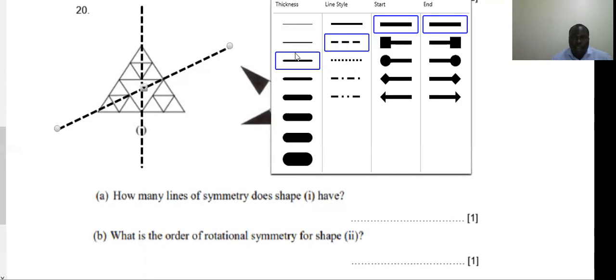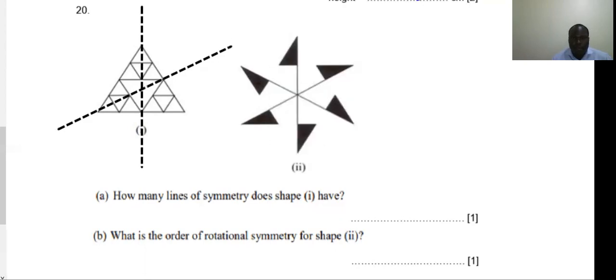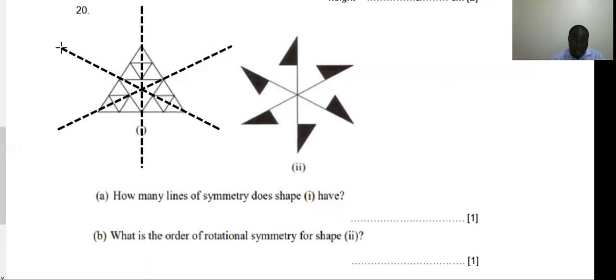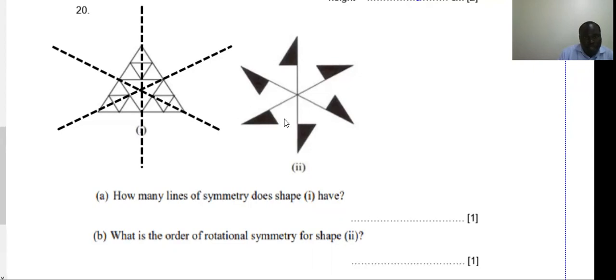Can I also say that it will be this. So 1, 2. Can I also say that? All right. Oh, yes, I can say so. So if there will be any problem, you'll come back to me and then we discuss. So how many lines of symmetry does the shape have? So I will say there are 3.